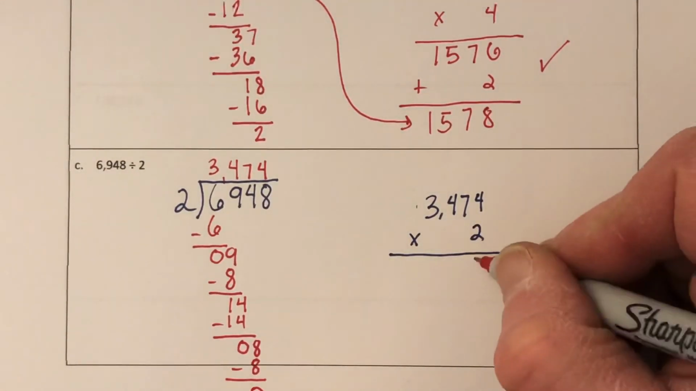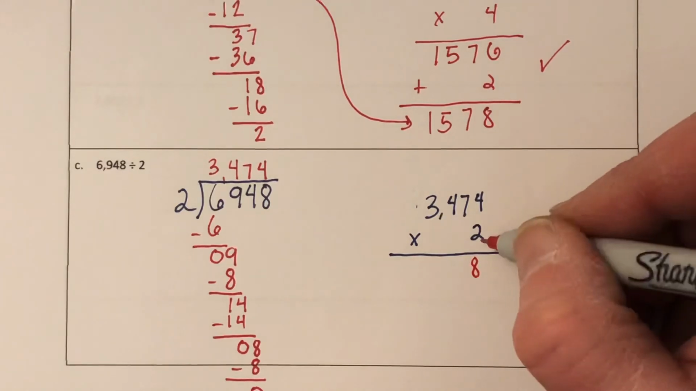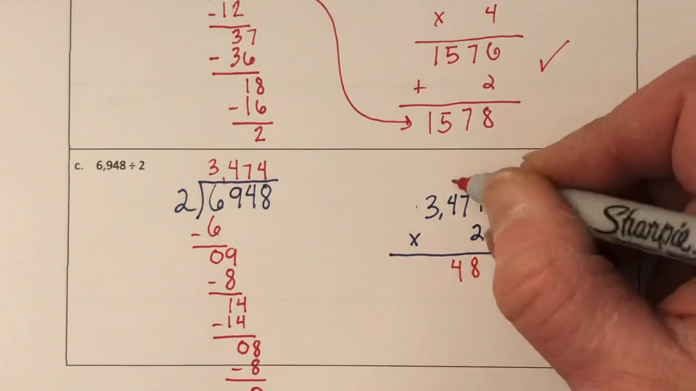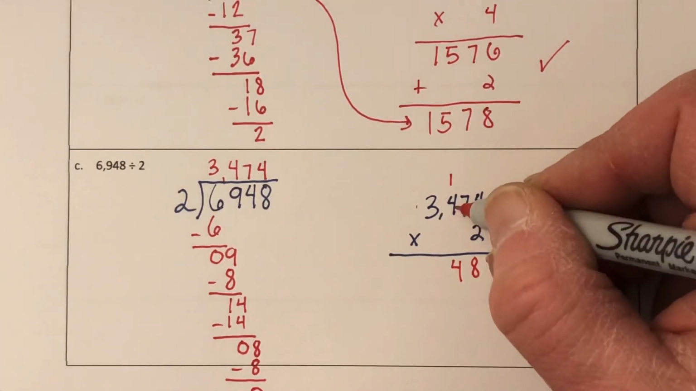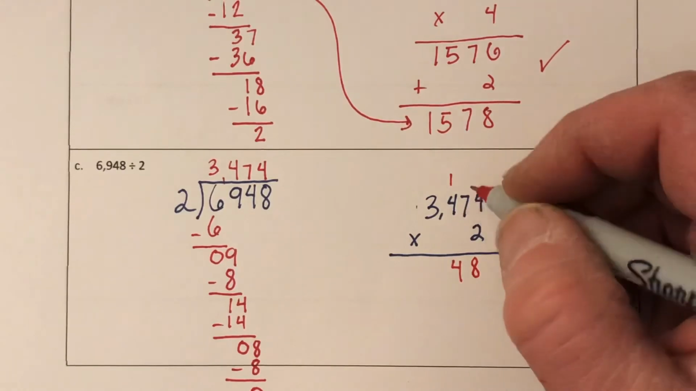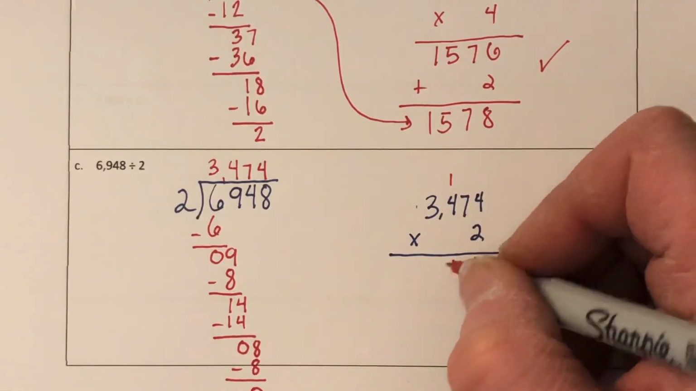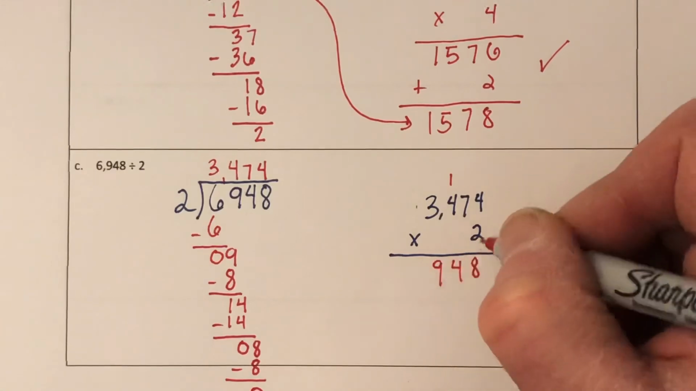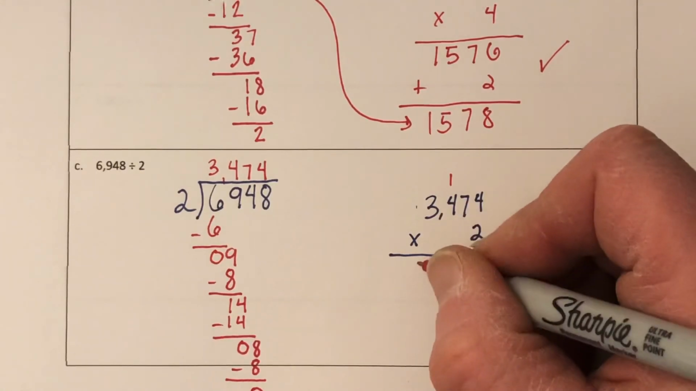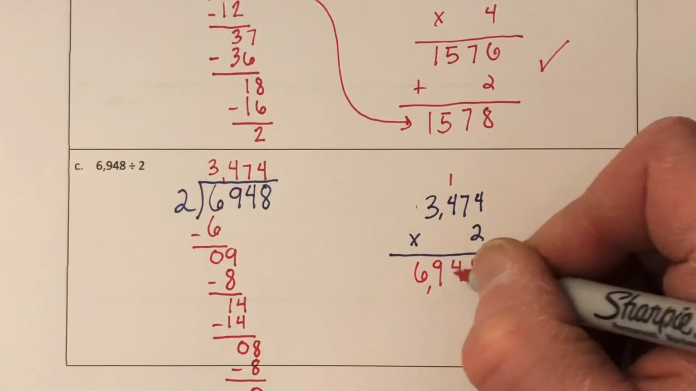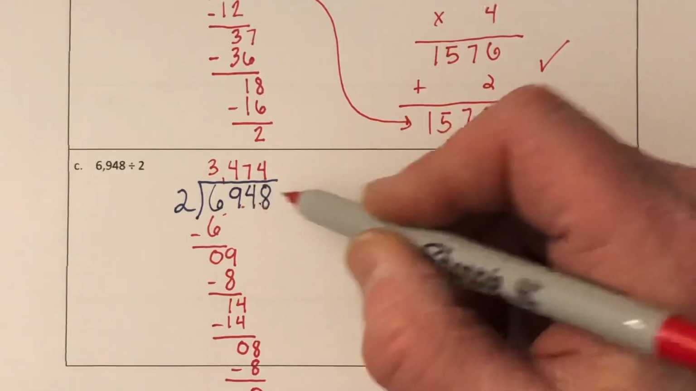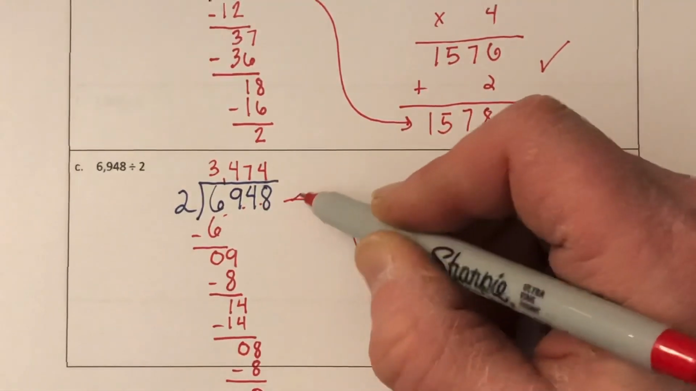Two times 4 is 8. 2 times 7 is 14. Put down the 4, carry the 1. 2 times 4 is 8 plus 1 is 9. And then 2 times 3 is 6. So 6,948, 6,948, those match up. I am good to go.